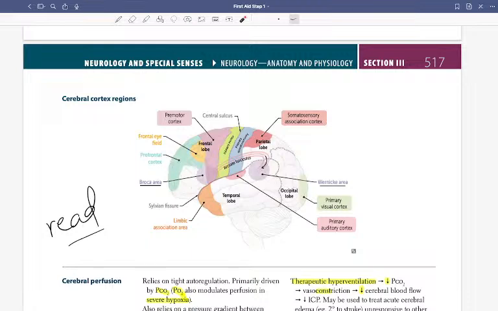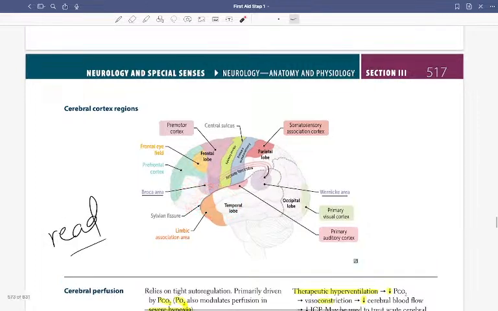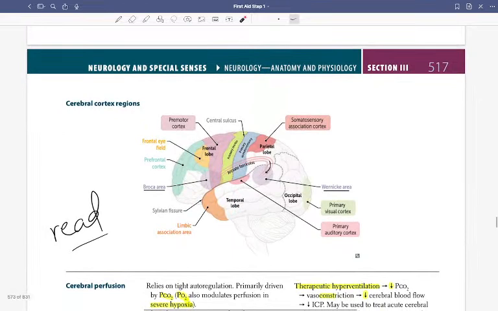And obviously Broca's area is supplied by the superior division of the middle cerebral artery, because this is the lateral wall. Most of the parietal lobe and a little bit of the frontal lobe is going to be supplied by the middle cerebral artery. So that is done.